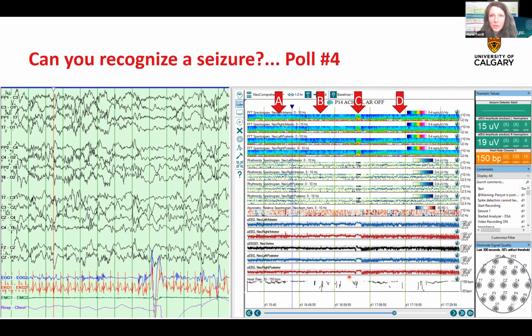Okay, here we go. Poll number 4. Again, can you recognize a seizure? We are almost done. Hang on tight. We'll be there in 5 more minutes.